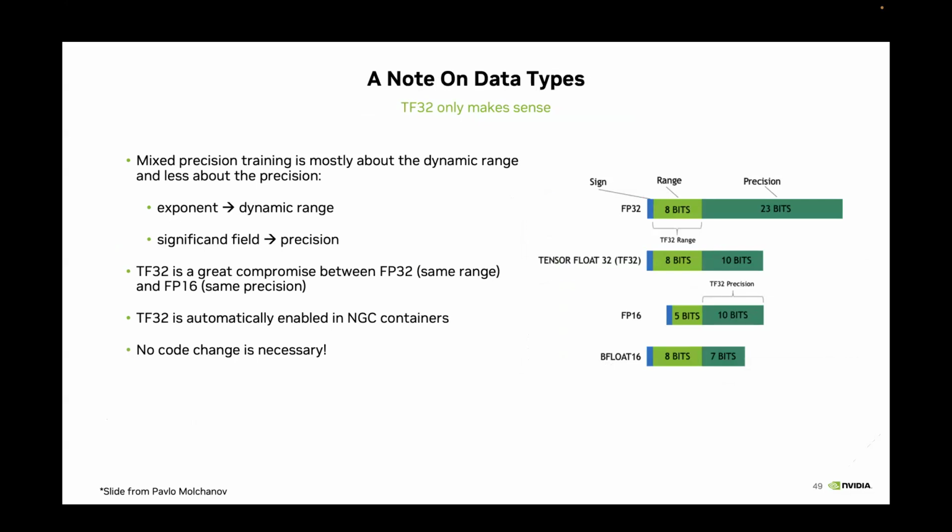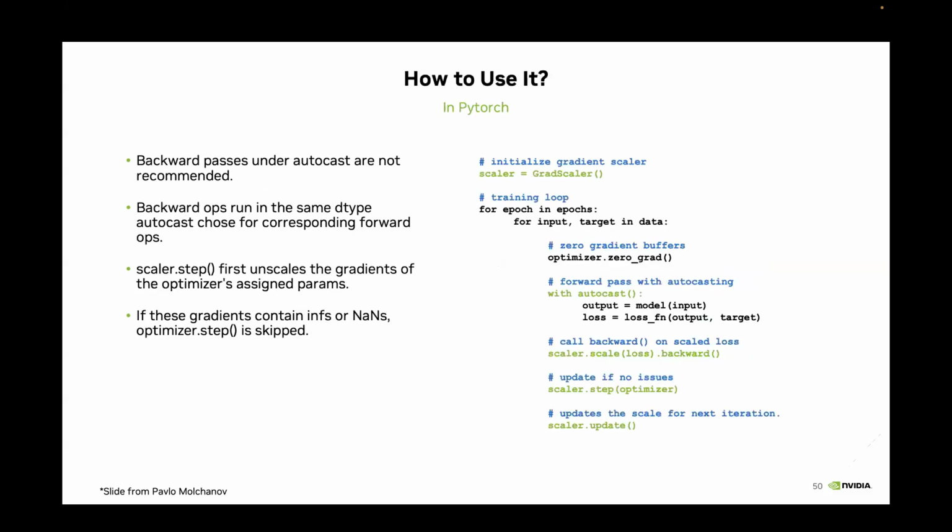And if you're using something like an NVIDIA container from NGC or whatever, guess what? TF32 is in there. It's ready to go. PyTorch has ways to turn on mixed precision. This is just a really quick example of how to use it: autocast, backward pass.